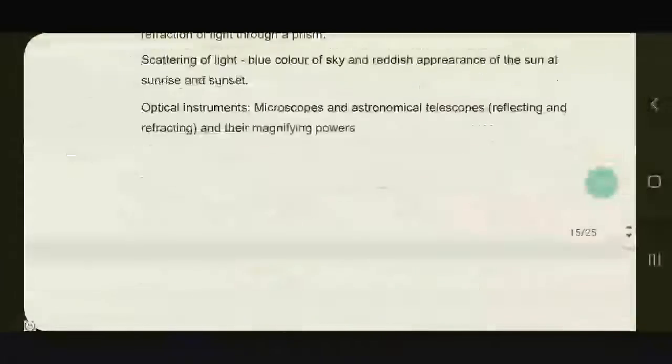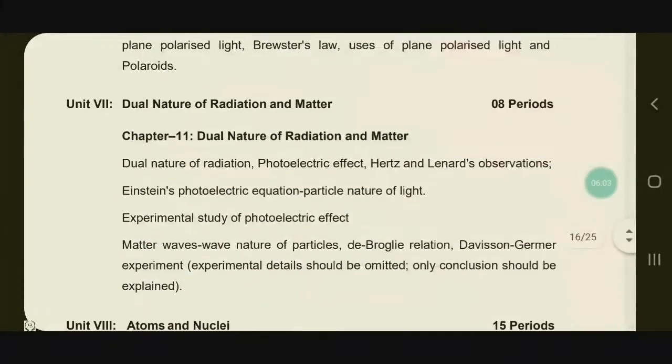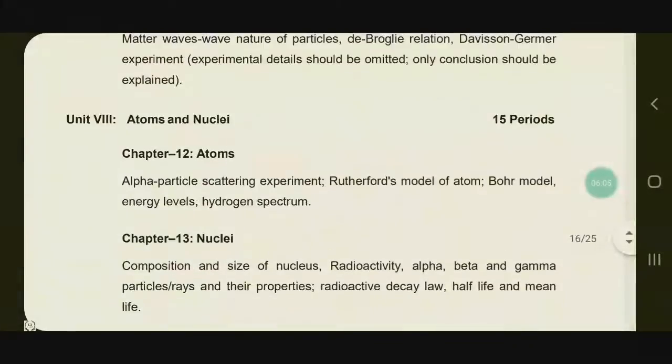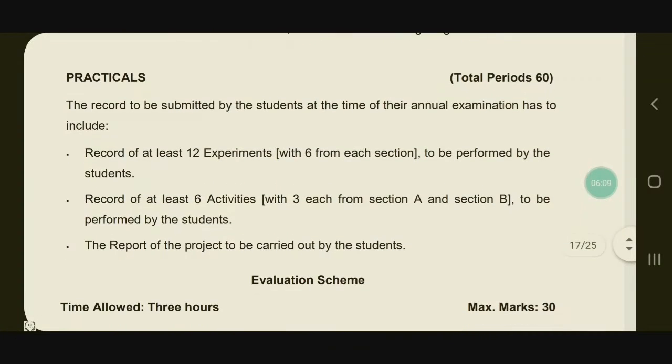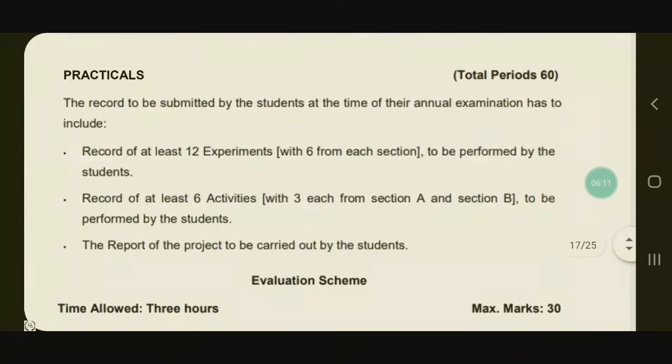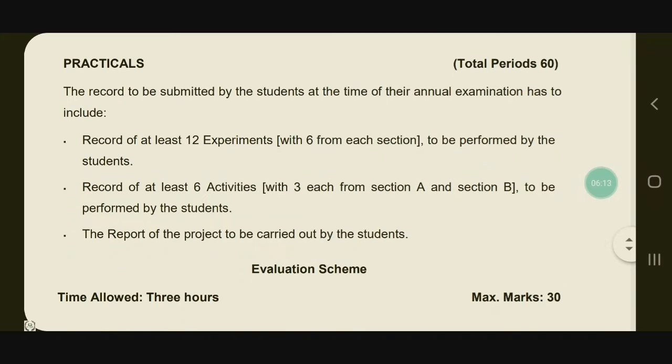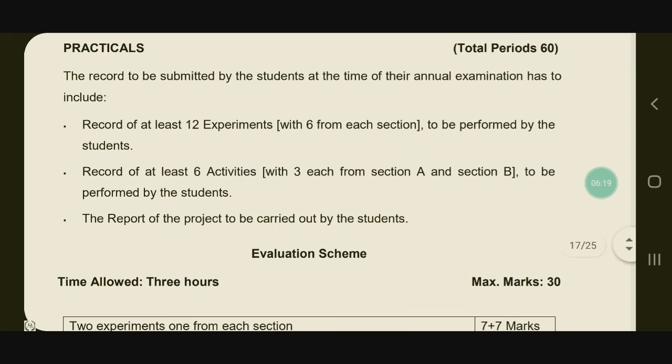So there are enormous topics. Each unit has different topics and a number of periods involved to cover them. Now there is also a practical marks criteria given: a record of at least 12 experiments to be performed by the student and a record of at least 6 activities.